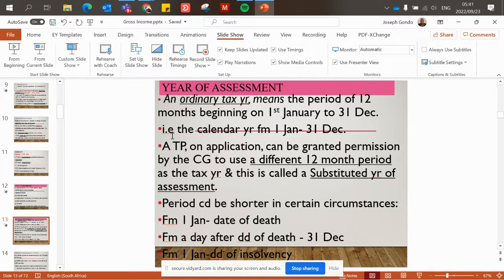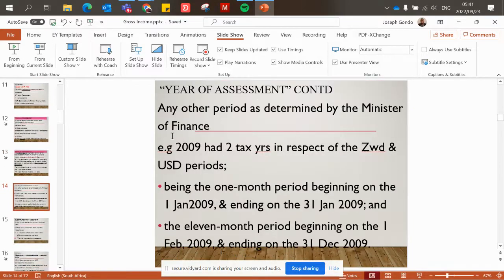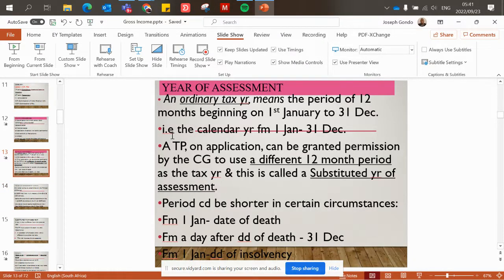Then if a company has a different financial year, then it can apply for a substituted year of assessment, which can take any form. It can be from June to June, it can be from July to July, it can be February to February, and so forth.